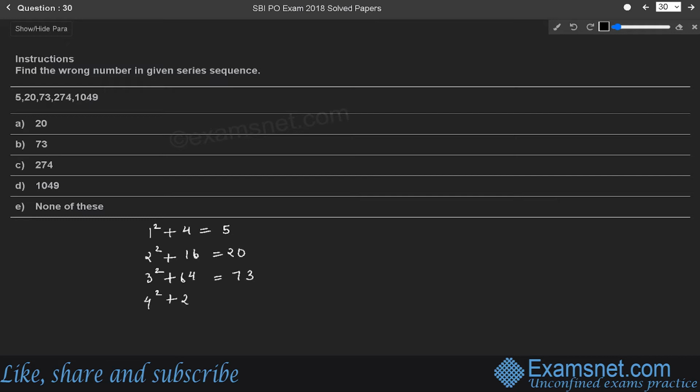4 square plus 256 is equal to 272. And 5 square plus 1024 is equal to 1049. The number which does not follow the pattern of the series is 274. Therefore, it is the wrong number. So the correct option will be option number C, which says 274.